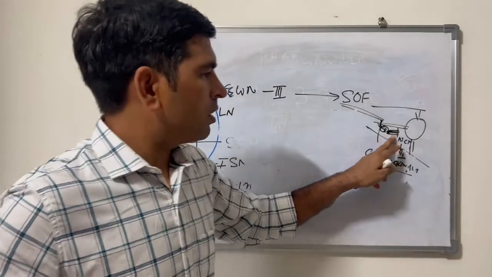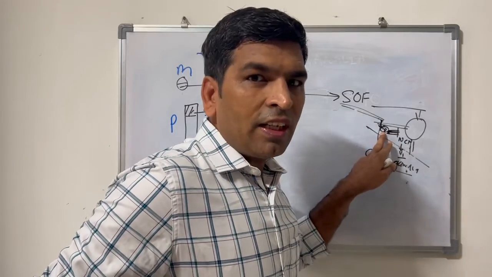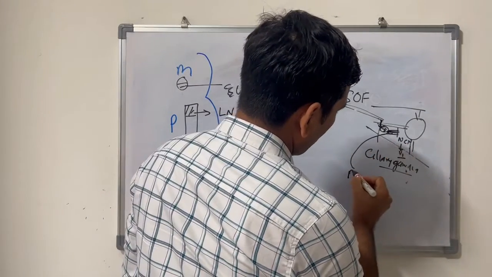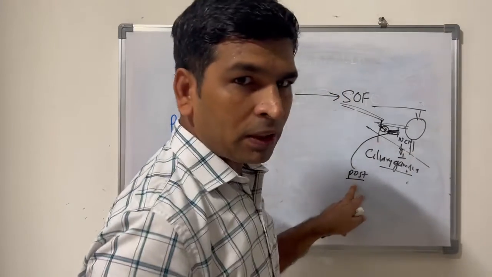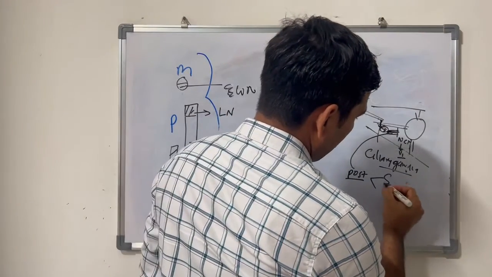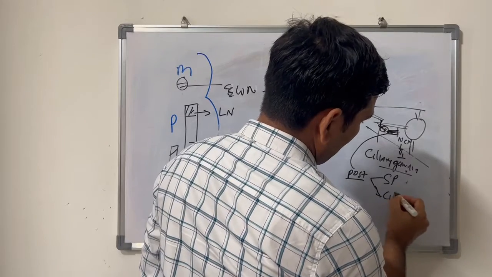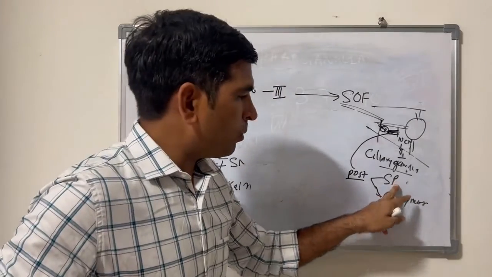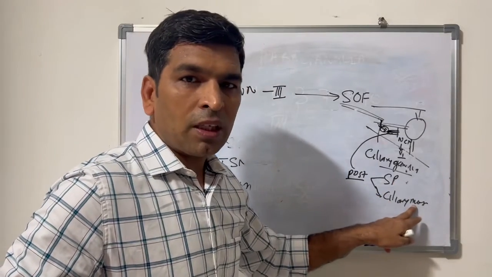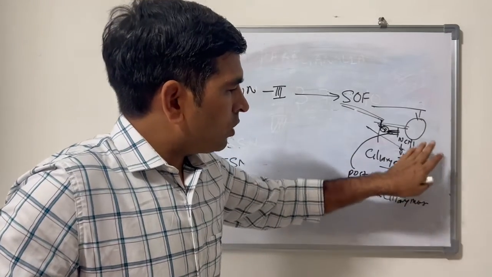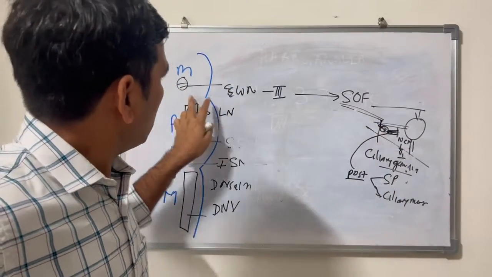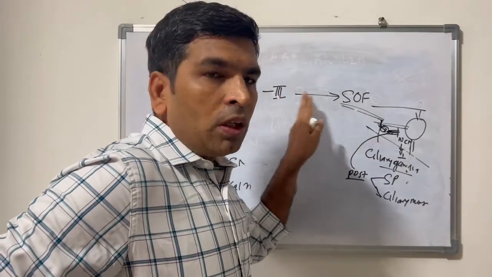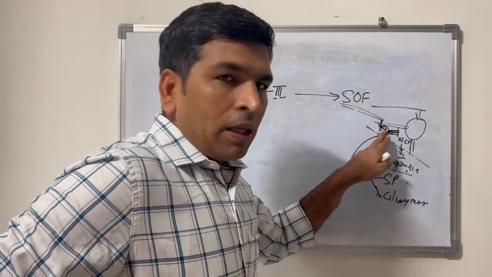and the postganglionic fibers from this ciliary ganglion go through the short ciliary nerves. These are the postganglionic parasympathetic fibers which supply the sphincter pupillae and the ciliary muscle. What does sphincter pupillae do? It constricts the pupil, and the ciliary muscle accommodates the lens. So this is the ciliary ganglion, whose efferent or motor supply comes from the oculomotor nerve.